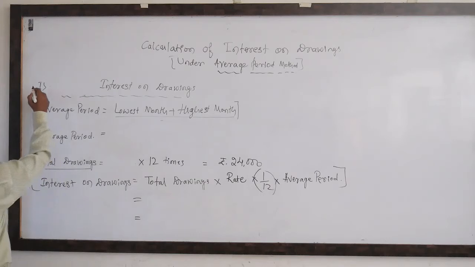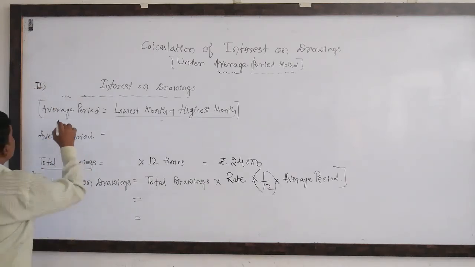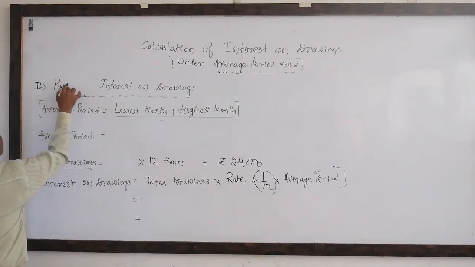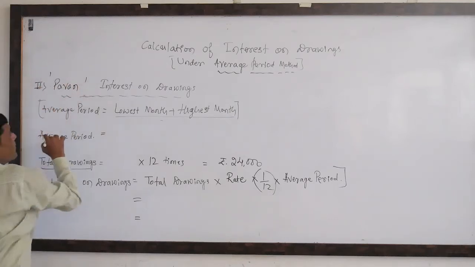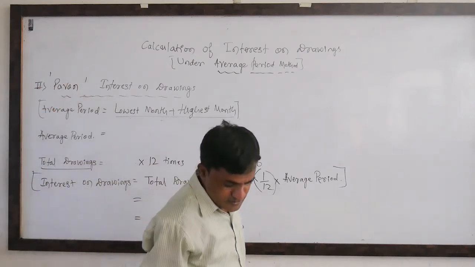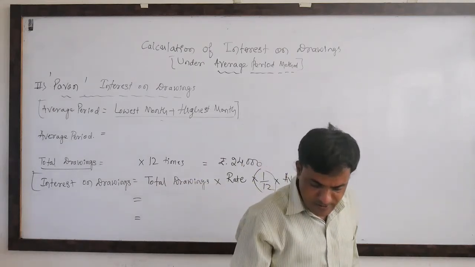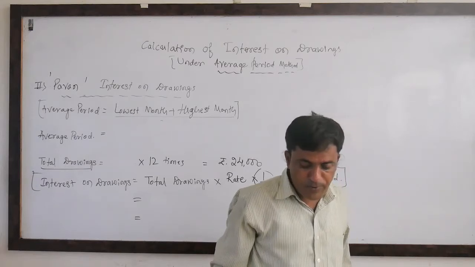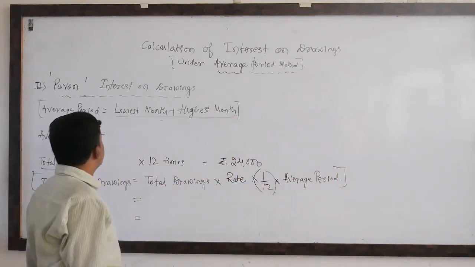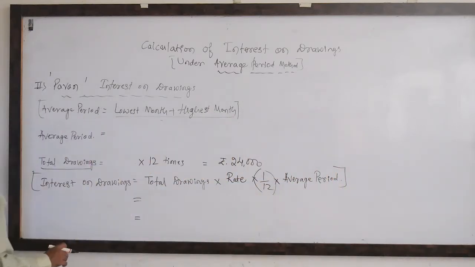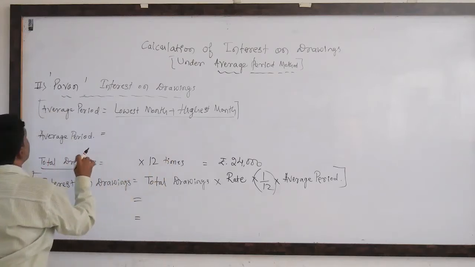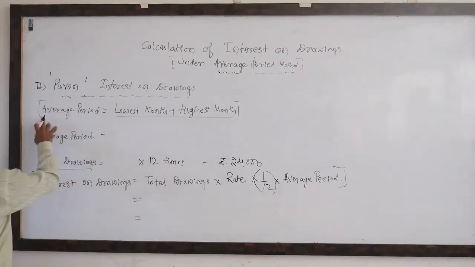Look here, dear students, the second partner name is Pawan. Pawan's interest on drawings. So he made his drawings of rupees 2,500 on the 15th of every month. It does mean that, middle of every month means the calculation of interest on drawings.